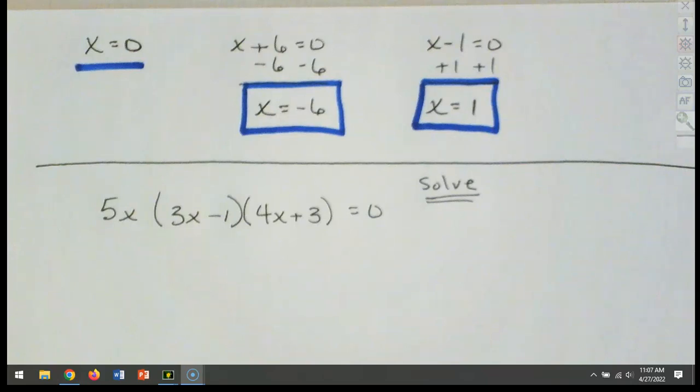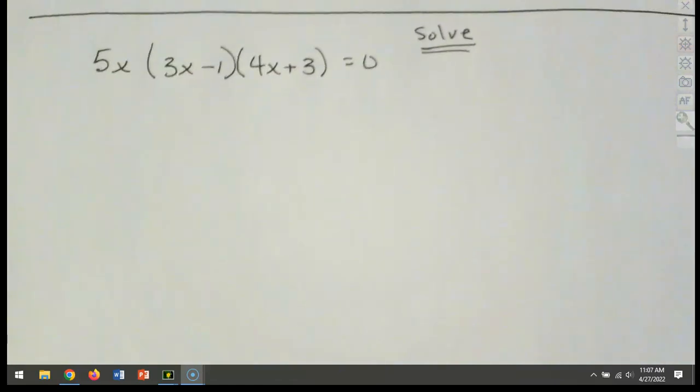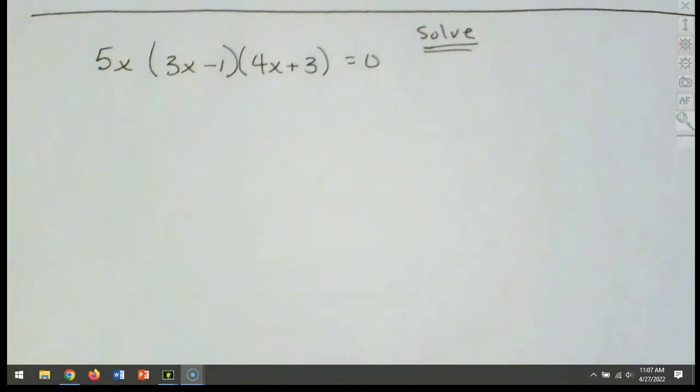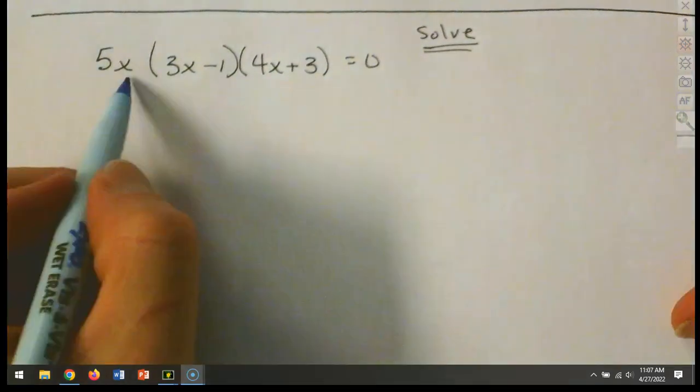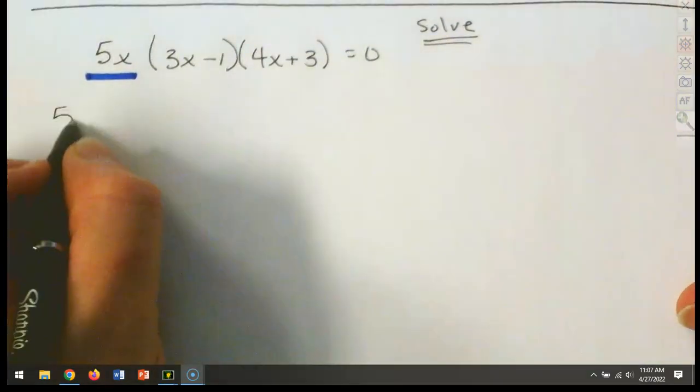Now, the first 2 steps have been done. It's already set to 0, and it has already been factored. I can multiply that 5x through in FOIL, but I'd be left with something I'd have to work with again. Now, we are going to get 3 solutions because this has 3 separate parts to it. So let's begin with what we've got out in front. Out in front we've got a 5x.